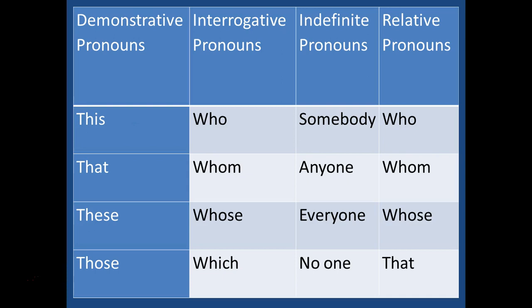For example, what is used for asking about things in general. Which is used for asking a question about a person or thing. Who, whom, and whose are used for asking questions about persons. For example, what did you say? Whose umbrella is this? Which is your hat?